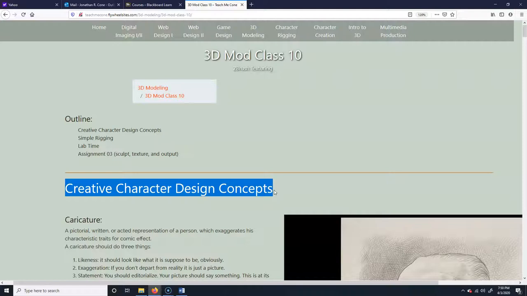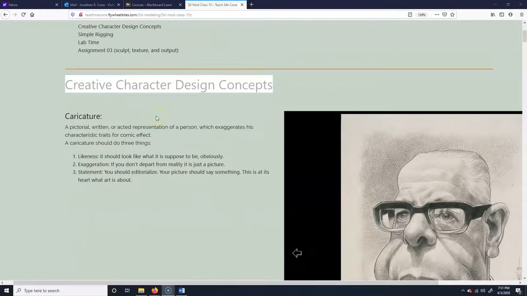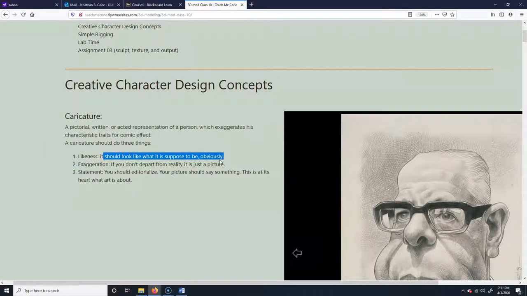Otherwise, you're doing realism. A really good example of this is caricature, which is a pictorial, written, or active representation of a person which exaggerates his or her characteristics for a comic effect, okay? Generally, a caricature is going to think about three things, right? One is likeness. It should look like what it's meant to represent. So if I'm trying to make a dog character, I should recognize it as being a dog, right? Or if I'm trying to make a character that's meant to represent a person, it should look like that person. You should be able to recognize it as what it is.